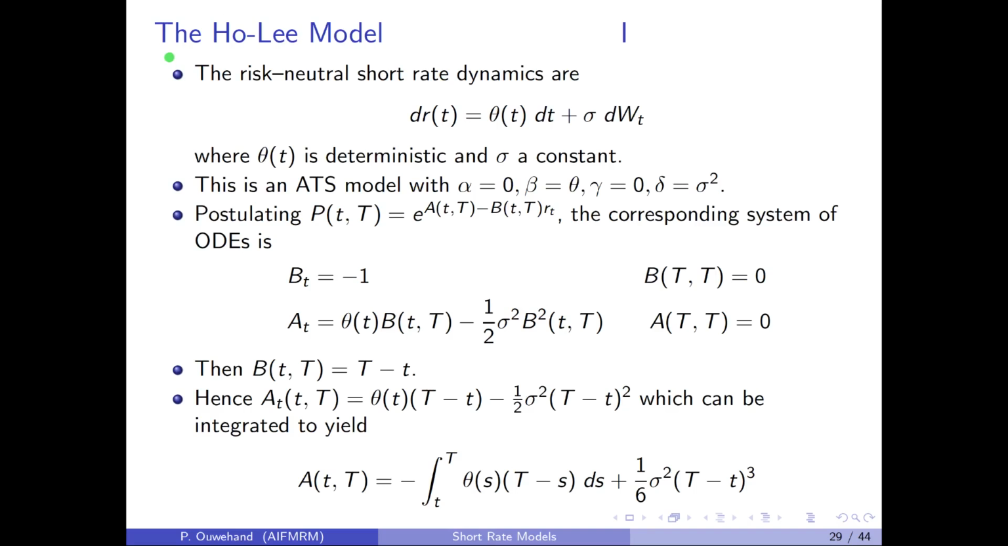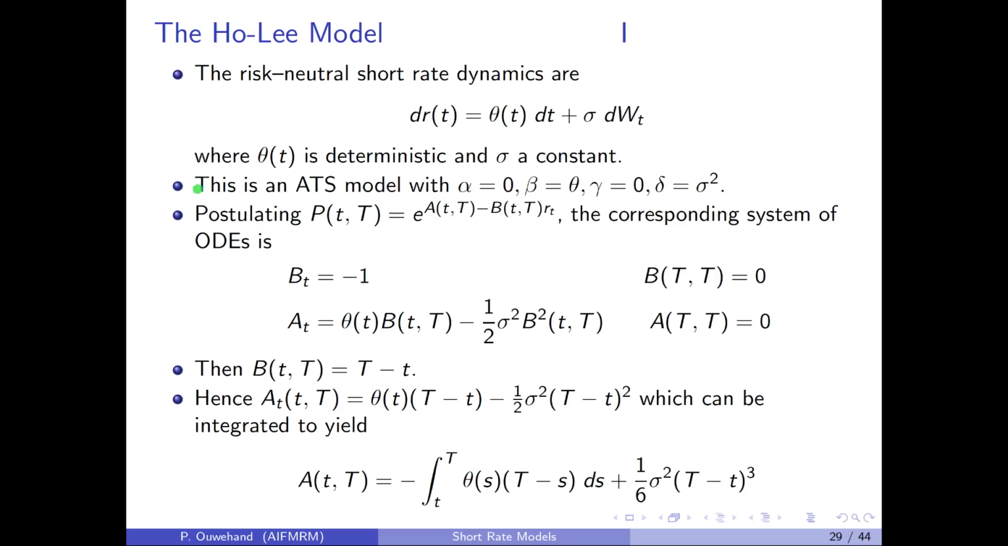Next, let's consider the Ho-Lee model. Here the risk-neutral short rate dynamics are given as follows. Notice that we have time dependence in the drift term, so this is a time inhomogeneous model, but that the volatility is constant. It's easy to see that this is an affine term structure model with alpha equal to 0, beta equal to theta, gamma equal to 0, and delta equal to sigma squared.